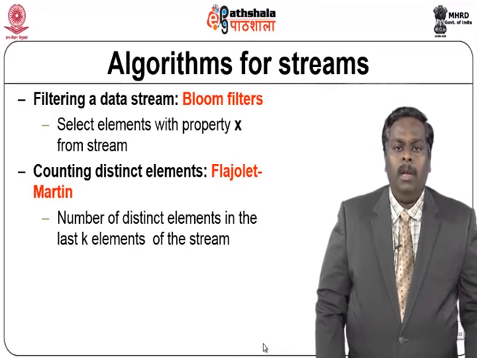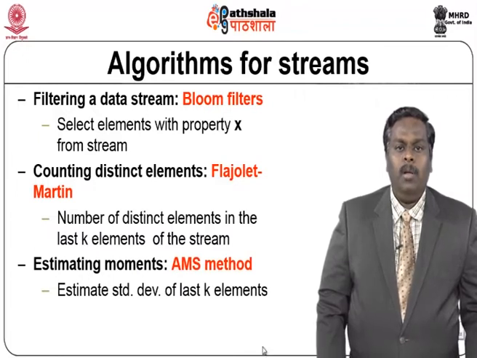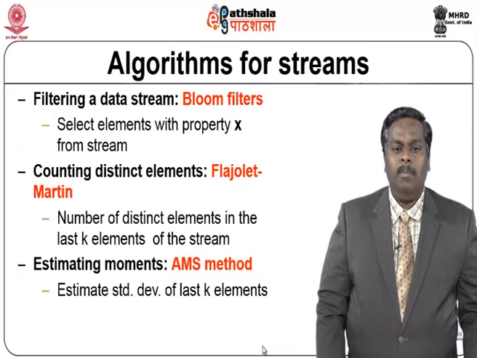Here, we take a data stream and its elements, and then identify the number of distinct elements from the last k elements of the given data stream. The third type of algorithm which may be applied on a data stream is estimating moments. Estimating the standard deviation of the last k elements will help in understanding the distribution of the elements in the given random sample. One important algorithm used for estimating moments is the AMS method. As part of this lecture, we will be discussing Bloom filter, the Flajolet-Martin algorithm and then the AMS method.